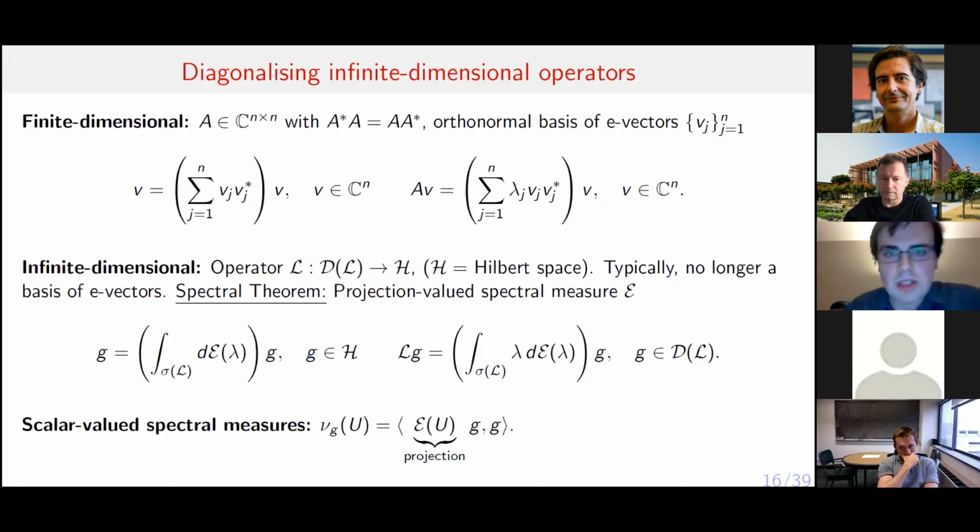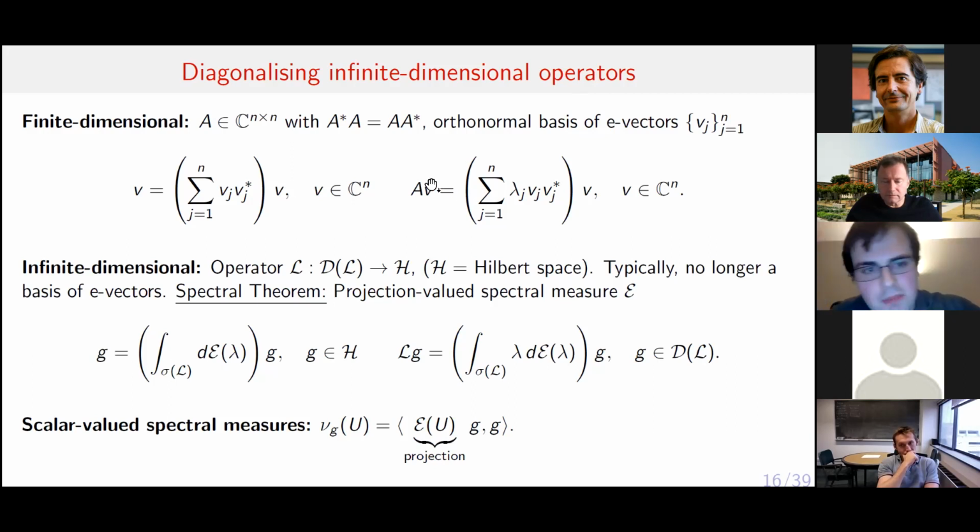To introduce spectral measures, it's helpful to first revisit the more familiar finite dimensional case. So suppose I have a matrix A, an n by n matrix, which commutes with its adjoint, this A star. That just means the matrix is normal. Then there's an orthonormal basis of eigenvectors v_j, so that you have these 2 decompositions.